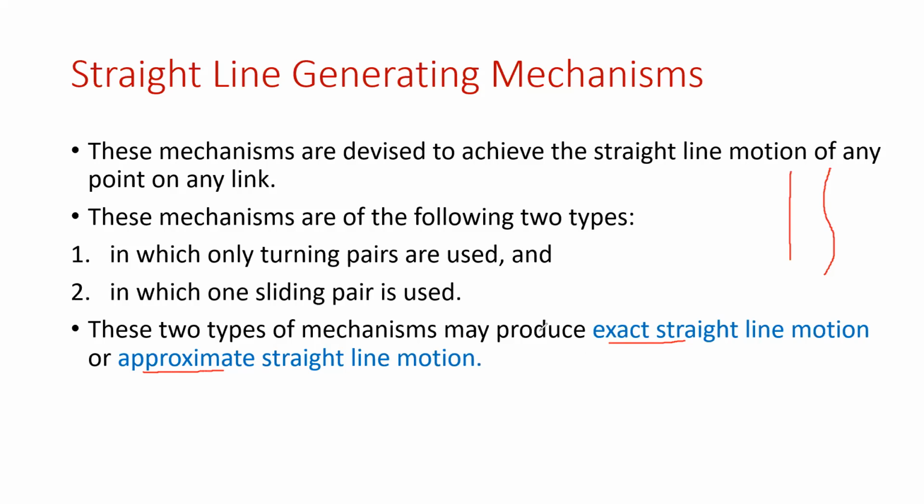Again, these mechanisms can also be classified as ones in which only turning pairs are used, where the links will rotate with respect to each other and will not slide. So there are mechanisms which make use of only turning pairs to achieve the straight line motion, and there are some other mechanisms which use at least one sliding pair, and that sliding pair will generate the straight line motion. As you know, when a piston slides in the guides, the motion of the piston is constrained to be in a straight path. So that is about straight line generating mechanisms. First we will see which are the exact straight line motion mechanisms.